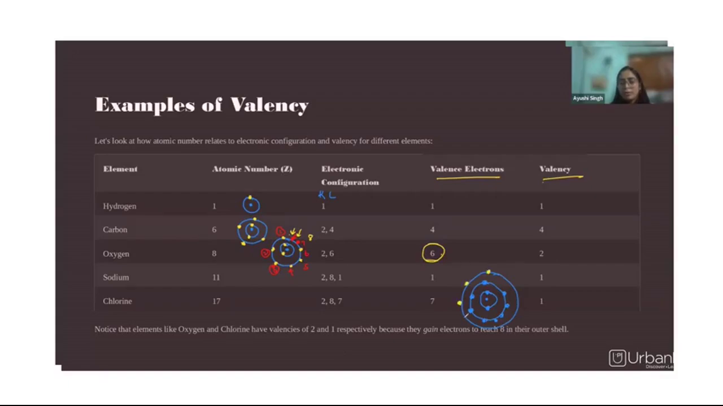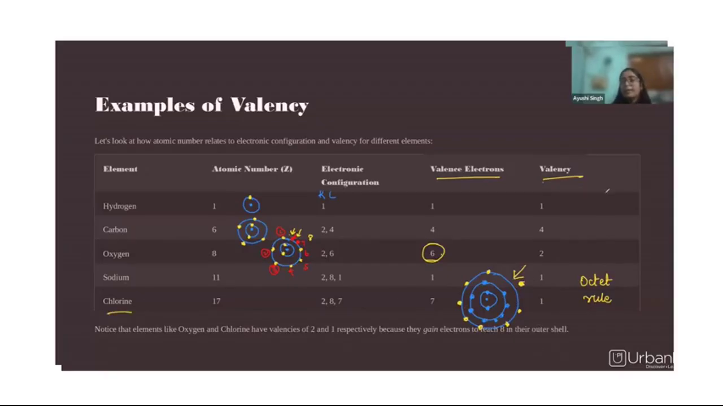So you can again count all the electrons, whether it's making up to 17 or not. 1, 2, 3, 4, 5, 6, 7. Correct. Now it needs only one more electron to fulfill the octet rule. So to fulfill the octet rule, only one new electron is needed. So the valency of chlorine would be 1.